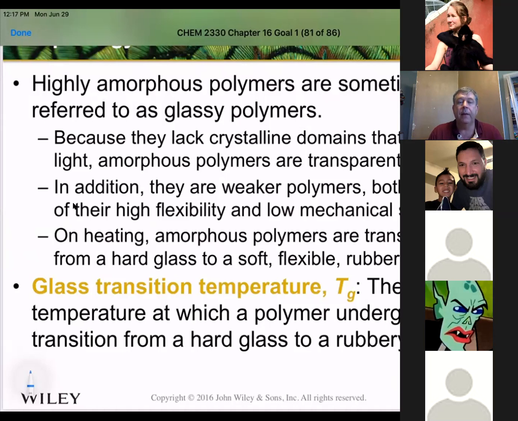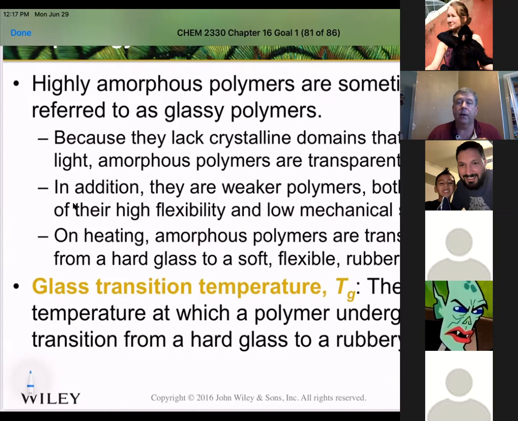Okay, and we defined this transition of going from a glassy polymer to a rubbery polymer as the glass transition temperature. It still stays transparent going from the glass state to the rubbery state, but it actually will change the properties going from a more rigid polymer to something that's more flexible.